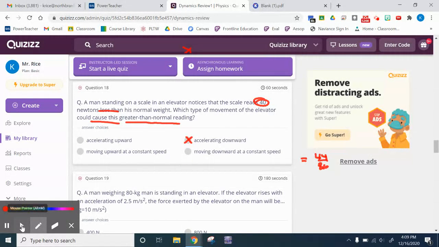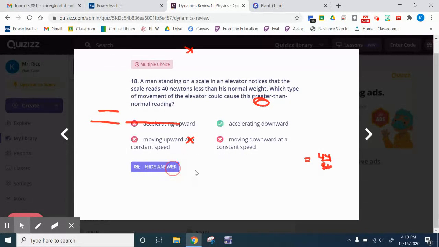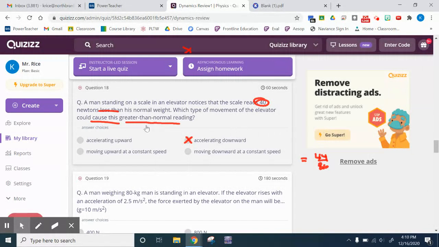Let me make sure that's the answer. So I apologize, there's a mistake in there. It needs to get fixed. Yeah, accelerating downward. So it was meant to be less, not greater.